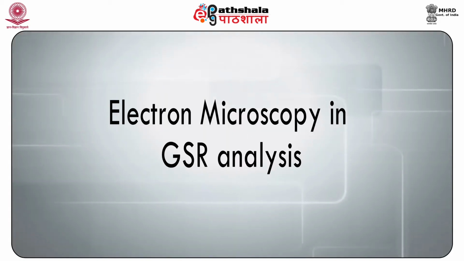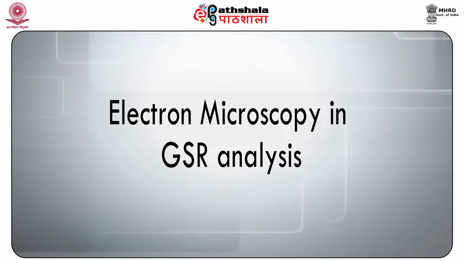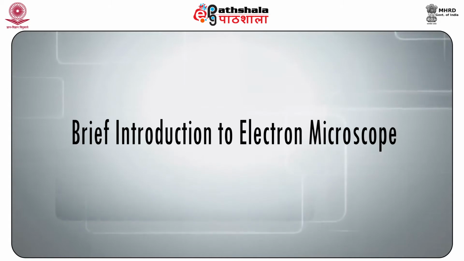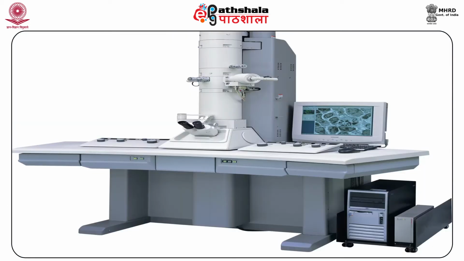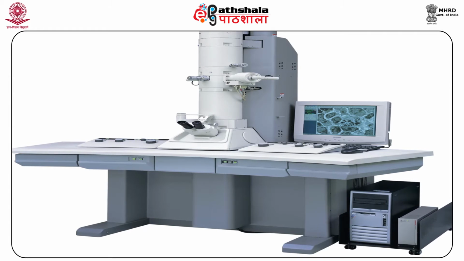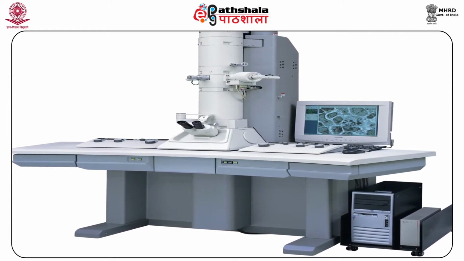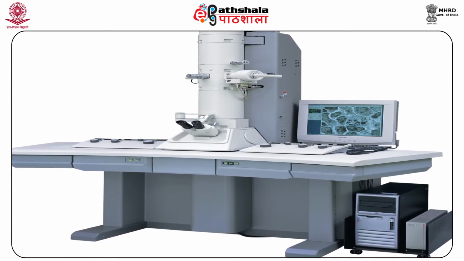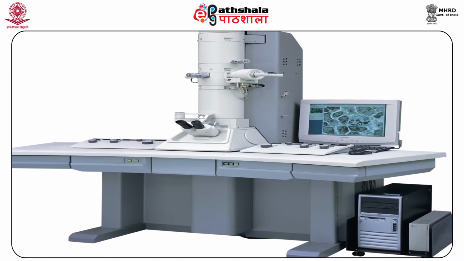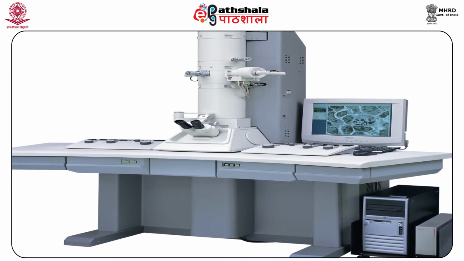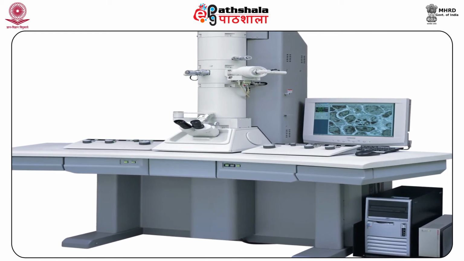Now let us have a look at electron microscopy in GSR analysis. Let me give you a brief introduction to the electron microscope. Electron microscopes are used for getting enlarged images of small objects or a small portion of a large object using electron beams. The lenses used in these microscopes are electrostatic or electromagnetic lenses. Since glass lenses have no effect on the electron beam, they are not used.